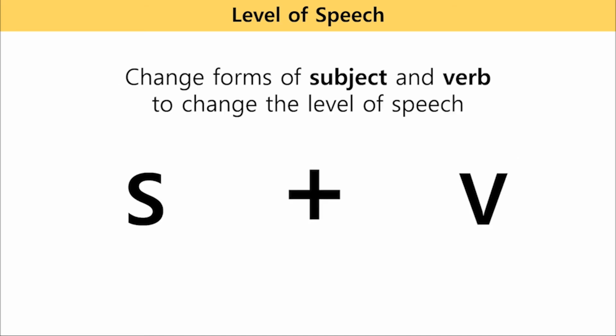So then, how can you distinguish the three? How can you use them in your sentences? The simple logic is that you conjugate your words. You need to change the forms of subject and verb depending on the level of speech that you want. The most simple way to distinguish is to look at the ending suffix of a sentence.